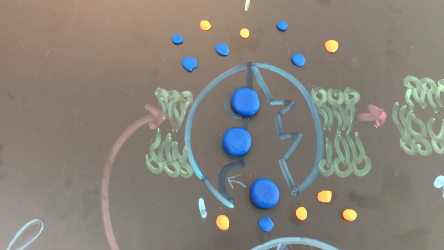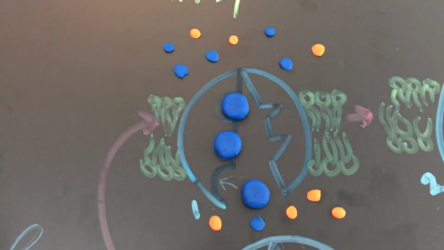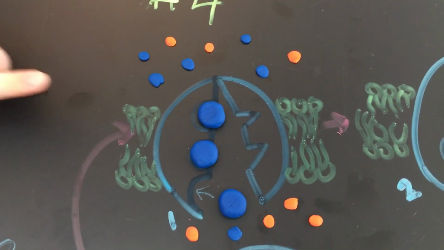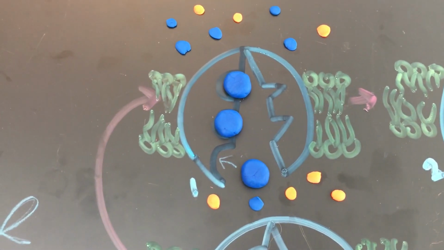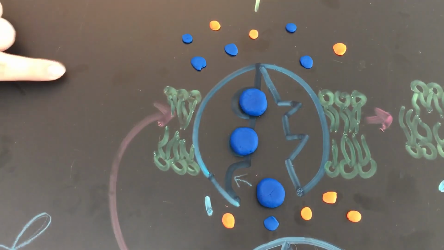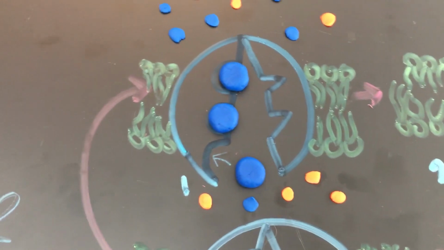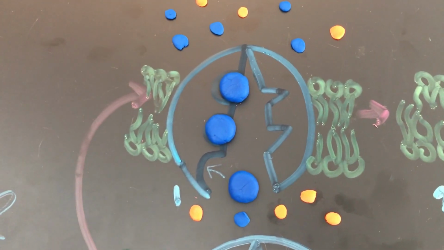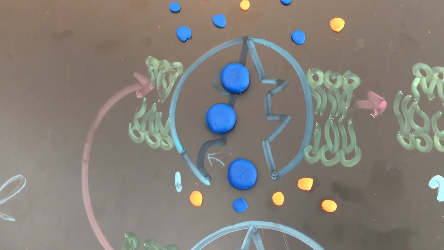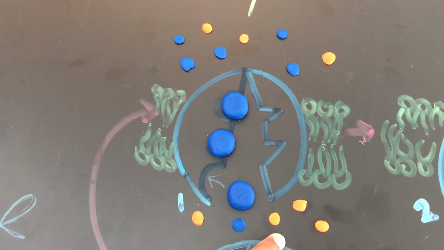And so in order to do this, because usually it goes with a concentration gradient without any energy, you do need some energy. So ATP is needed in order for the ion to go against the concentration gradient. And so an example of active transport is the sodium-potassium pump, as shown here. So the blue represents the sodium, and the orange represents the potassium.